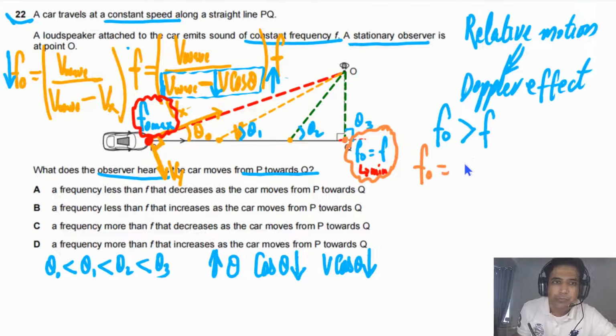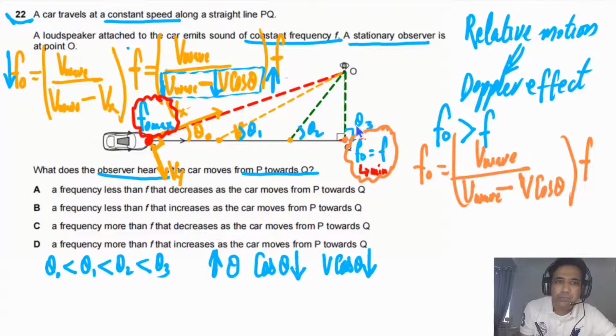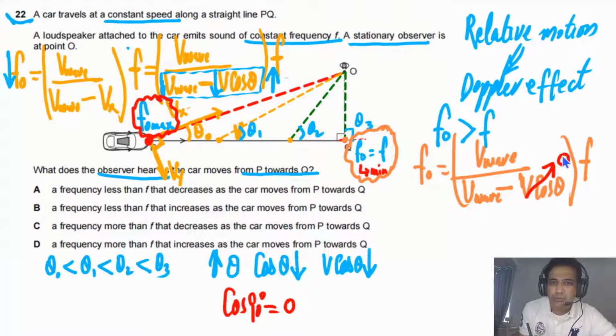So we can rewrite this formula. We can say f observed is equal to the speed of the wave, meaning the speed of the sound in the medium, divided by the speed of the wave minus the component of the speed of the source that causes relative motion, that is v cosine of theta, multiplied by the frequency of sound produced by the source. In this case, you can simply see this angle is 90. So what is cosine of 90 degrees? Cosine of 90 is equal to 0. So this term is equal to 0.